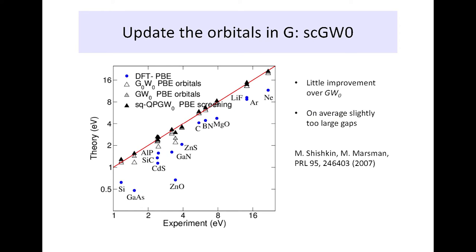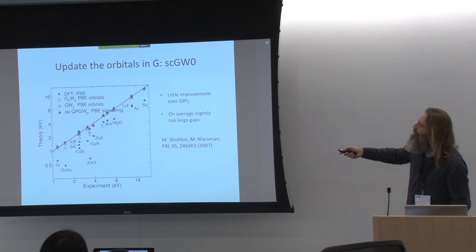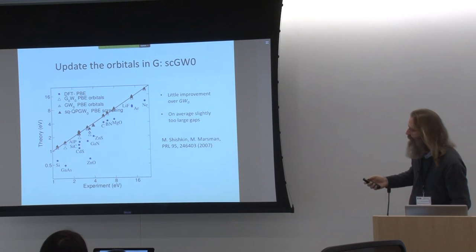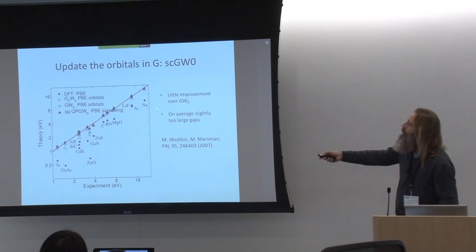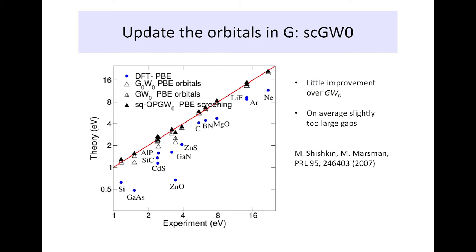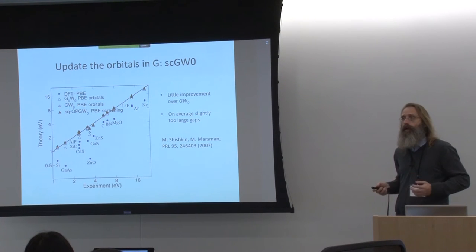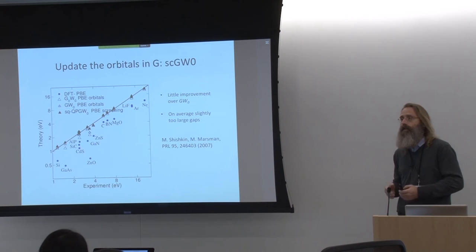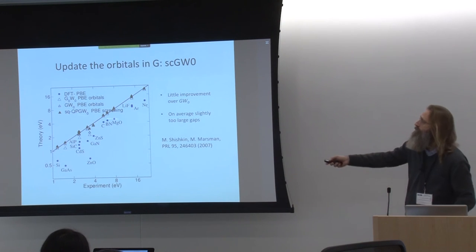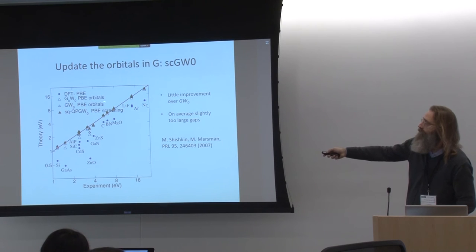And actually, in most cases, there's really very little improvement over a GW naught, or there's a slight worsening of the comparison with respect to experiment. And this is still, as you see, using the screening from DFT. So we have still not updated anything in the dielectric properties of our system. That still remains firmly at the level of DFT, right?